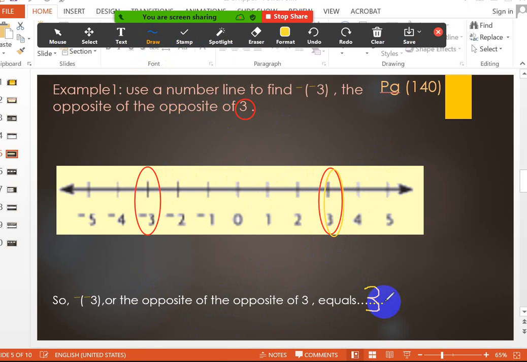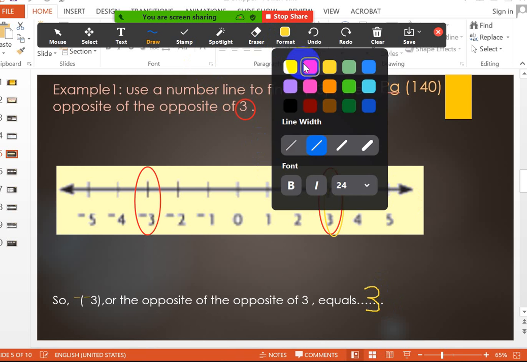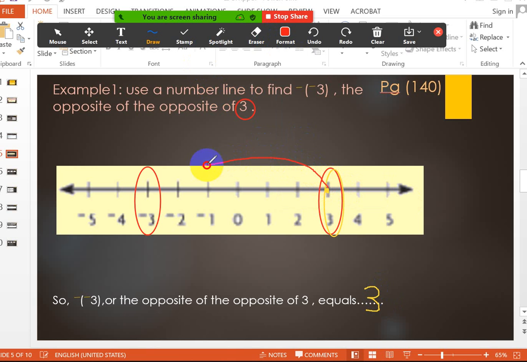So the opposite of the opposite of any number equals the same number, because the opposite of 3 is -3. But I want to do the opposite of the opposite, that means I want to do it twice. First, the first opposite is -3. Then I want to find the opposite of -3, that means I will return to 3. So that means it equals the same number.